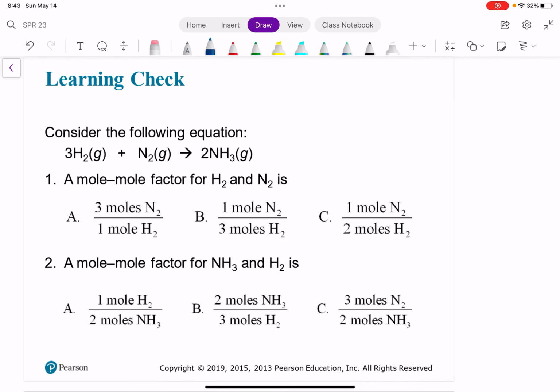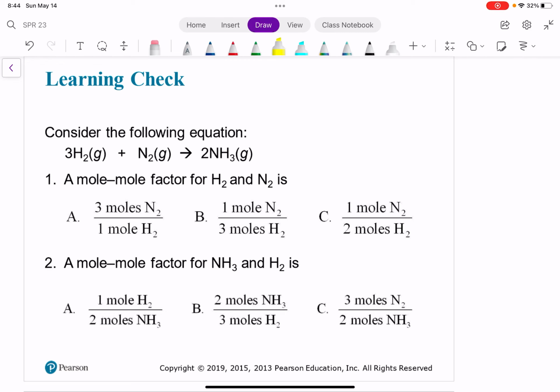So consider the following equation. We've got hydrogen in its elemental form. Hydrogen is a diatomic molecule, so we're going to see it in nature as H2. N2 is the same way, nitrogen. So we have hydrogen and nitrogen reacting to form NH3, ammonia. Looking at these coefficients here, we can say 3 moles of hydrogen are reacting with 1 mole of nitrogen to give us 2 moles of ammonia. So we want to know, what is the mole to mole factor for H2 and N2?